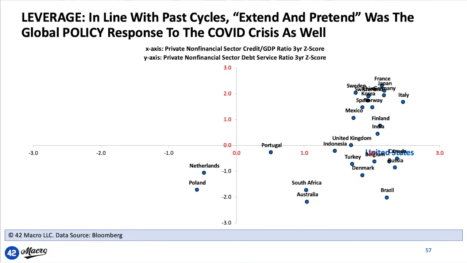On slide 57, looking at leverage. In line with past cycles, extend and pretend was the global policy response to the COVID crisis as well. One thing we look at to track leverage is private non-financial sector credit to GDP ratios on a 3-year Z-score basis. On the y-axis, we show the private non-financial sector debt service ratio on a 3-year Z-score basis as well, to normalize it and get all these countries on the chart. And all the countries are to the right of the chart, right? Most of them. That implies they all basically said, we're going to cut rates and do QE and force you to take on debt to paper over and get to the other side of the crisis. I'm not saying it was good or bad policy. I'm just telling you this is the setup now.